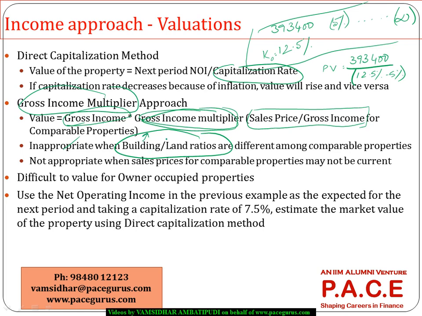It is inappropriate when the building to land ratios are different among comparable properties. If the building portion is much more and land is much less, like an apartment built in a small area, the gross income multiplier approach will be much different, because land doesn't get depreciated, whereas a building can get depreciated. So these kinds of differences could create differences in the value.